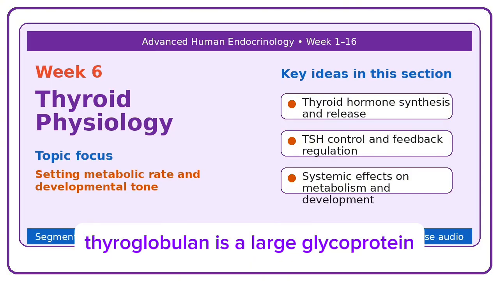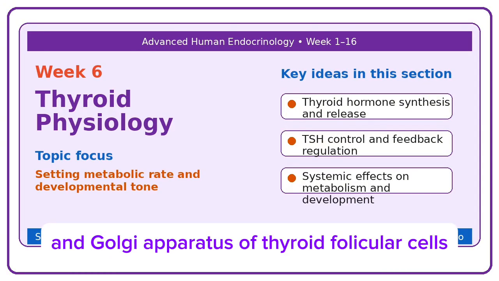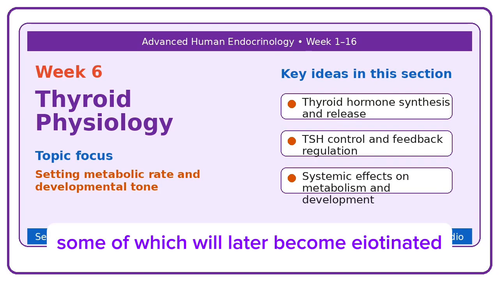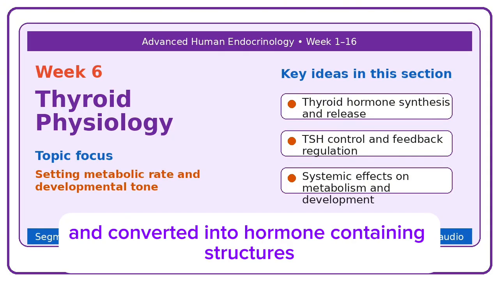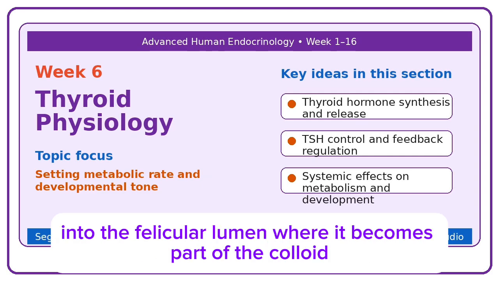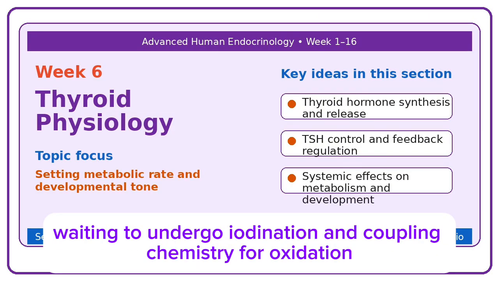Thyroglobulin is a large glycoprotein synthesized in the rough endoplasmic reticulum and Golgi apparatus of thyroid follicular cells. It contains many tyrosine residues, some of which will later become iodinated and converted into hormone-containing structures. Once synthesized, thyroglobulin is secreted across the apical membrane into the follicular lumen, where it becomes part of the colloid. At this stage, it is a protein scaffold waiting to undergo iodination and coupling chemistry.